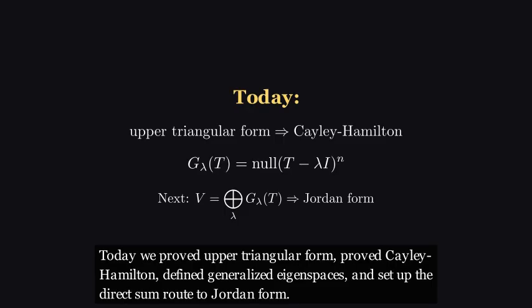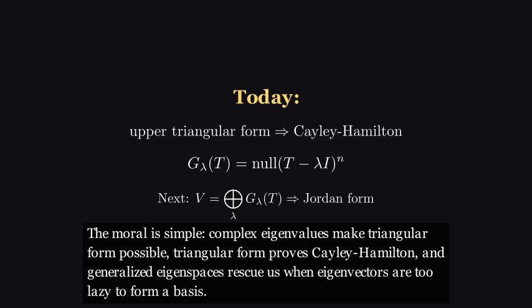Today we proved upper triangular form, proved complex number Cayley-Hamilton, defined generalized eigenspaces, and set up the direct sum route to Jordan form. The moral is simple. Complex eigenvalues make triangular form possible. Triangular form proves complex number Cayley-Hamilton. And generalized eigenspaces rescue us when eigenvectors are too lazy to form a basis.